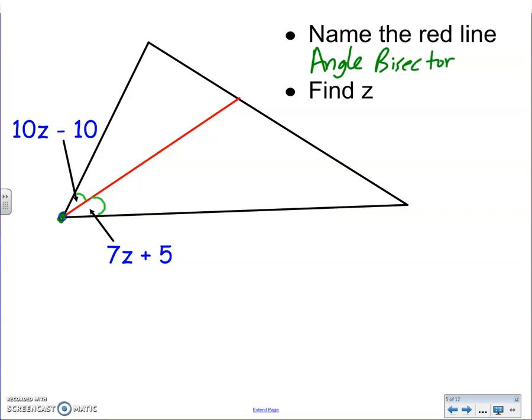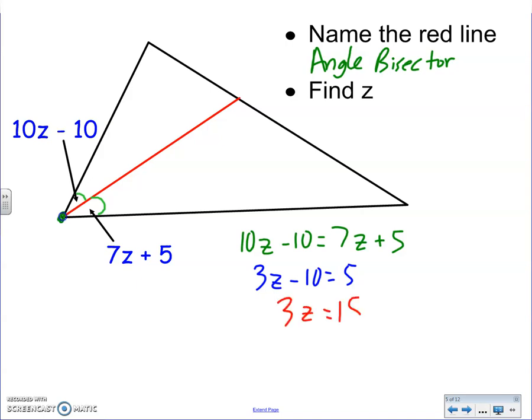Now it says find Z. Well, those 2 angles are the same. That's the top half of the angle and the bottom half of the angle, so they're equal to each other. So 10Z minus 10 equals 7Z plus 5. You're going to subtract 7Z from both sides, so 3Z minus 10 equals 5. Add 10 to both sides, you get 15. Divide by 3. Sorry, I was saying the wrong thing. You get 5. So we found Z.